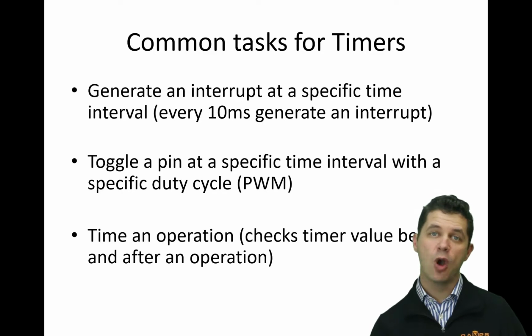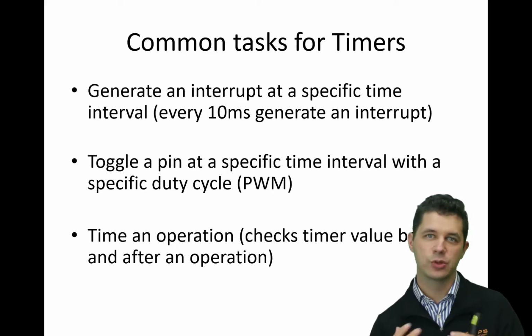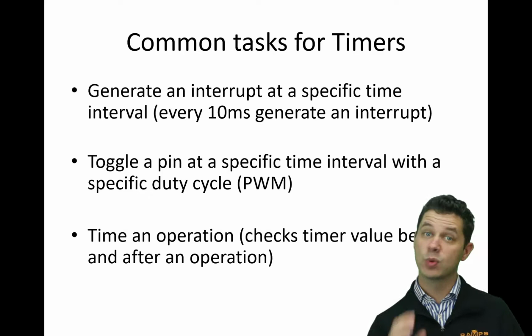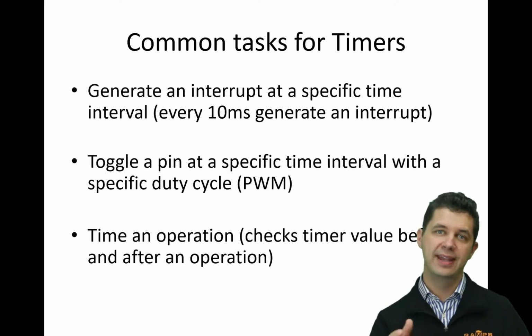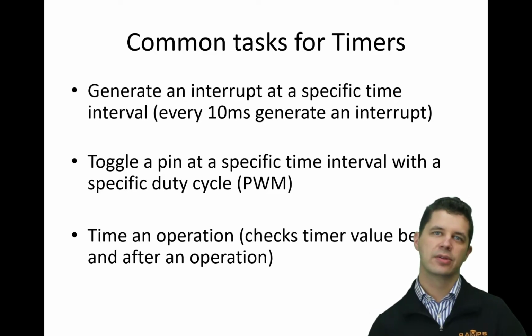Here's a few common things that we actually use timers for. Generating an interrupt at a specific time interval. So if we want to generate an interrupt every 10 milliseconds or 30 milliseconds or 50 milliseconds, whatever it is, we can do this very easily with a timer. Much better than trying to do a delay routine or something like that and generate an interrupt based on that.